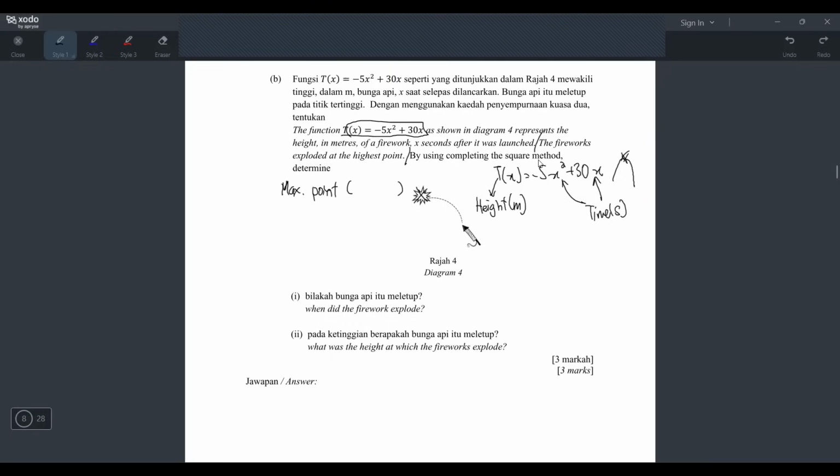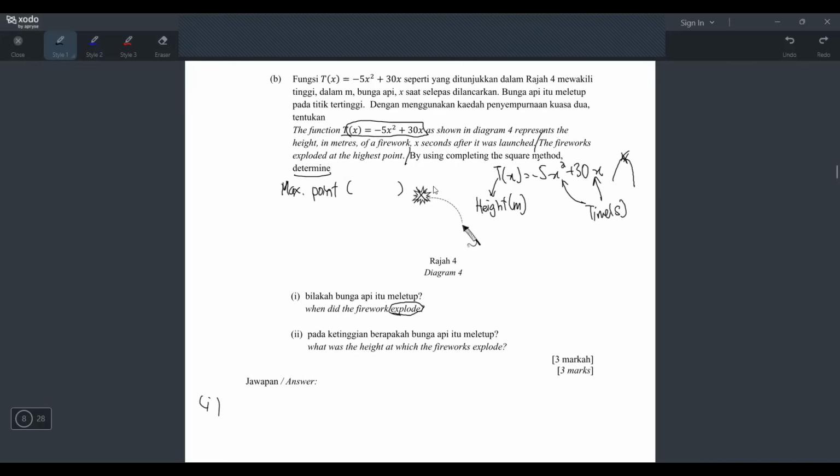By using completing the square method, determine number 1, when did the firework explode? Okay, if you want to know when the firework explodes, you need to know the x coordinate of the turning point. Because the x coordinate is the time. And they are asking when the firework explodes, right?